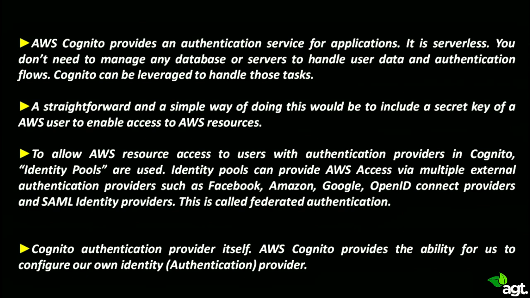To allow access to AWS resources for users with authentication providers in Cognito, identity pools are used. Identity pools can provide AWS access via multiple external authentication providers such as Facebook, Amazon, Google, or OpenID Connect providers and SAML identity providers. This is called federated authentication. In order to successfully authenticate a user, AWS Cognito needs an identity pool and a token received from an external authentication provider or from the AWS Cognito authentication provider itself.